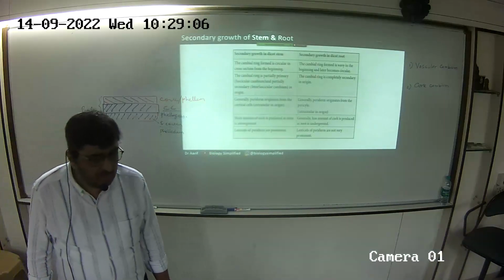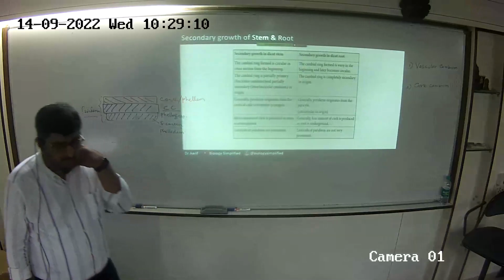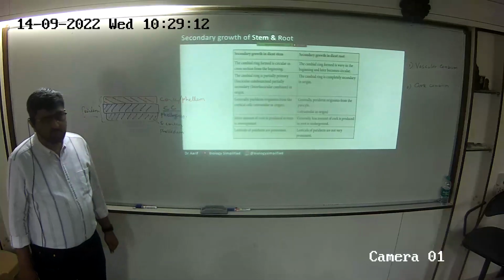cambium ring main cambium नहीं होंगे क्योंकि branches में कम होगी. 3 को कट किए बिना विकिरण ऐसे नहीं होता.